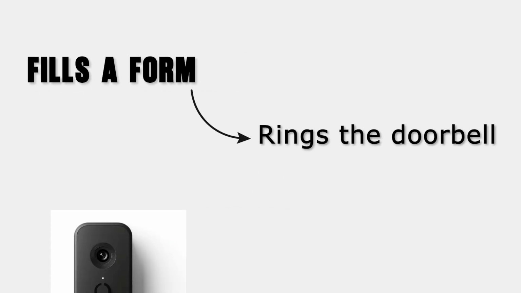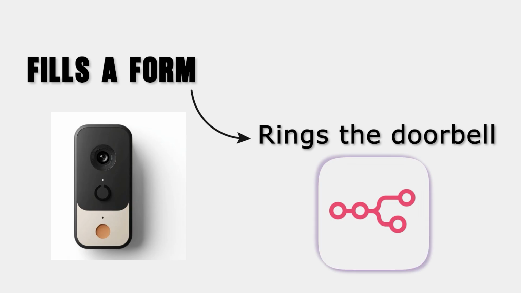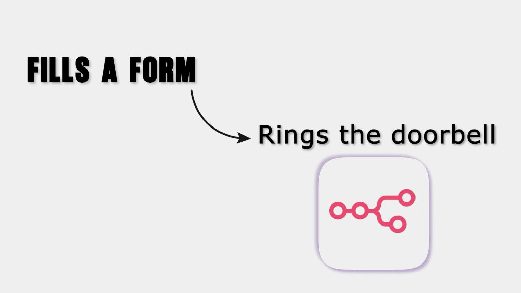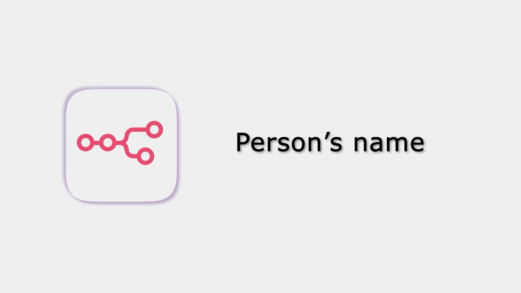So when someone fills out a contact form on your website, it basically rings the doorbell of this N8N automation. It sends the data through, like the person's name, email, whatever data you had in your form, and that triggers everything else to happen automatically.